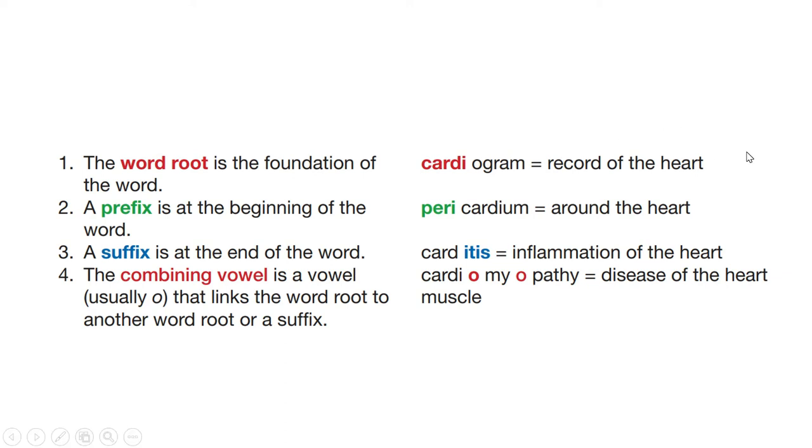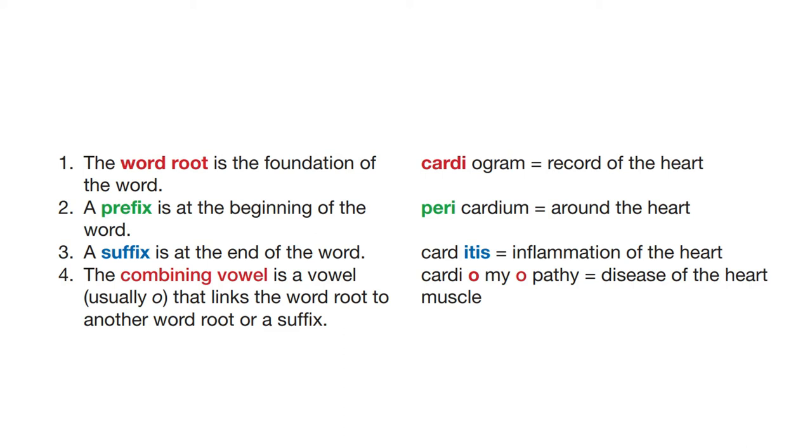So cardiogram. And in cardiogram, we see the record of the heart. But what if we add to cardi the word peri? In this case, pericardium. Peri means around, and because we have the word cardi after it, now we're talking about something that goes around the heart, pericardium.